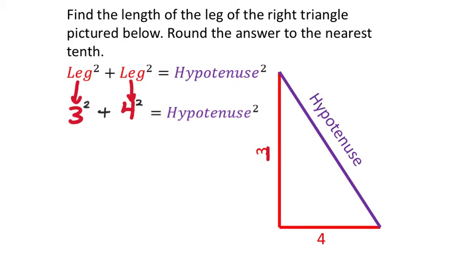Now we are trying to find the hypotenuse. We don't want the hypotenuse as a square, but we'll get the area out of this. And I know that 3 squared, that'd be the same as 3 times 3, which is 9. Okay, of course you could just use the calculator for that. And then 4 squared is 4 times 4, 16.